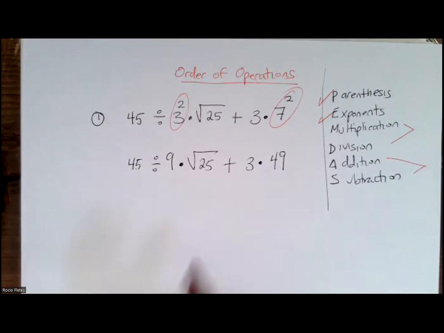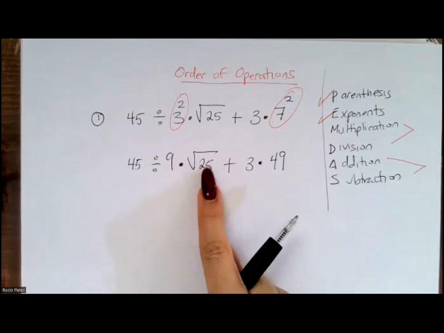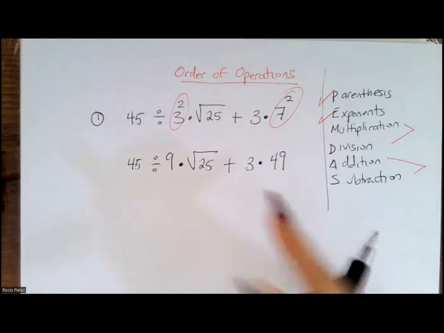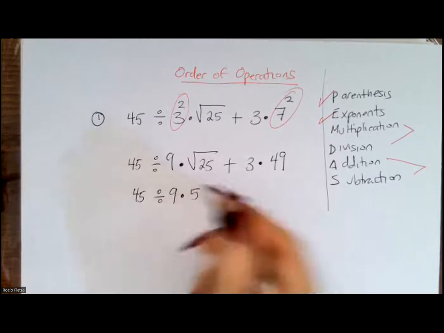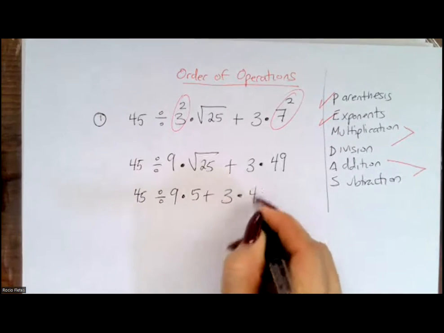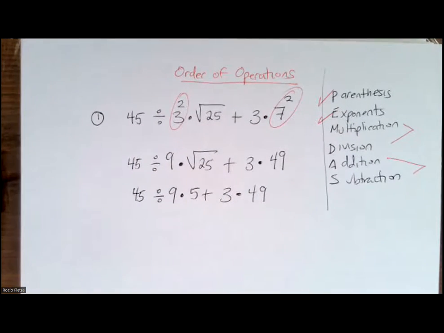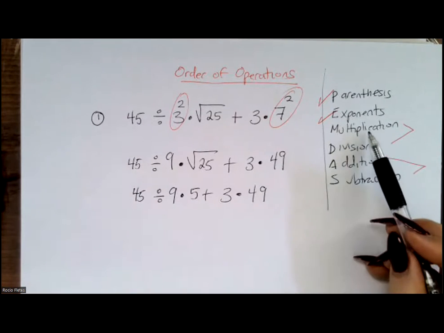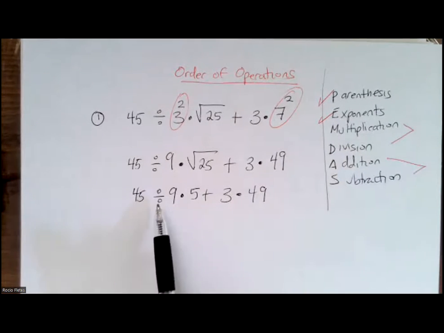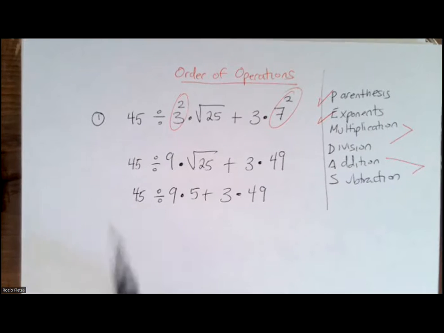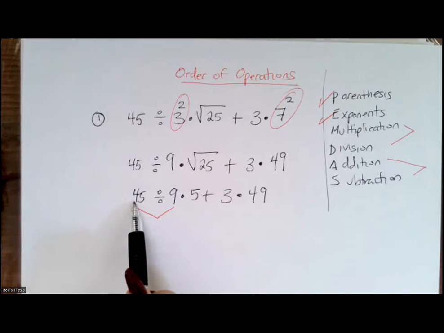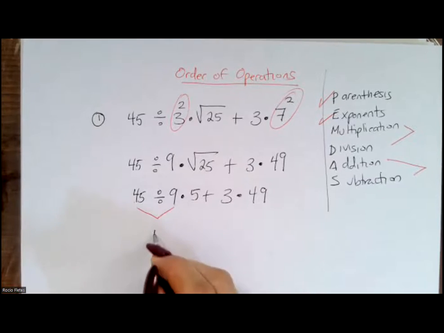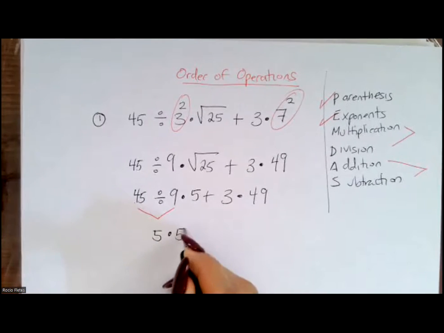right? Now you can also take care of the square root. So the square root of 25 is 5. So you can just write 45 divided by 9 times 5 plus 3 times 49, like that, right? Okay, and then multiplication and division. Well, notice that from left to right, division shows up first. So I'm going to take care of the division first. So 45 divided by 9 equals 5. So I'm going to write 5. Bring everything else down.